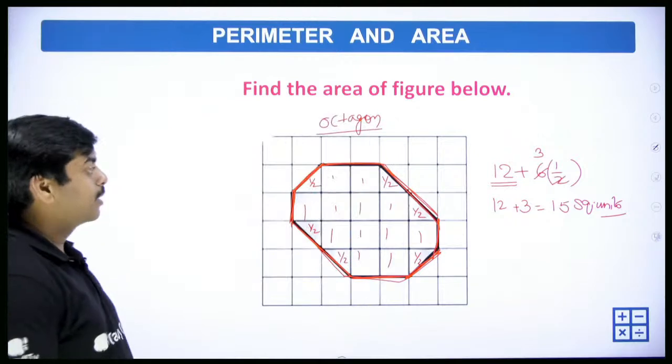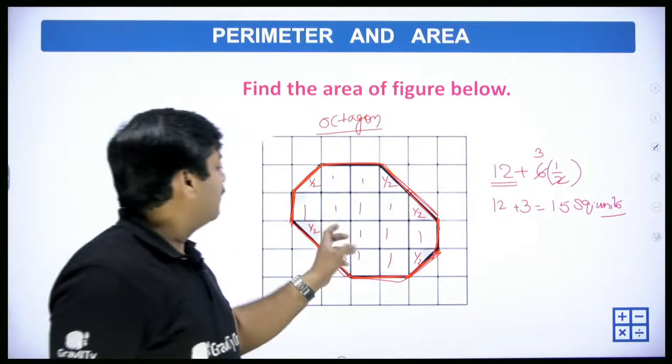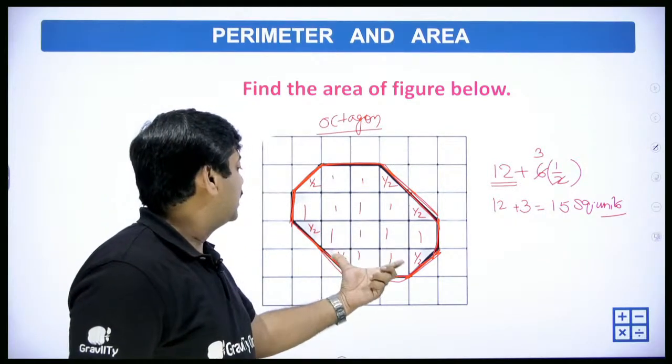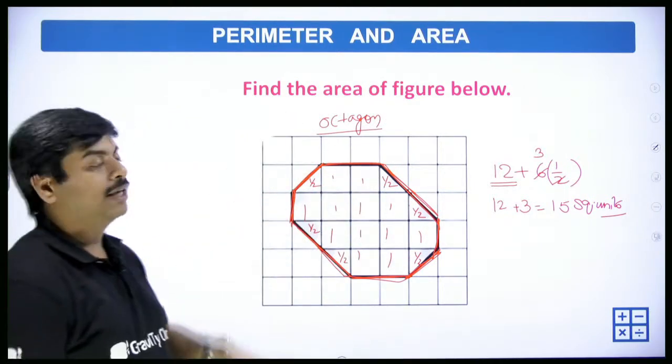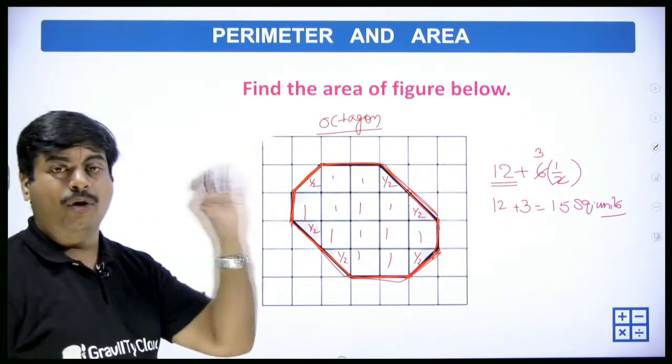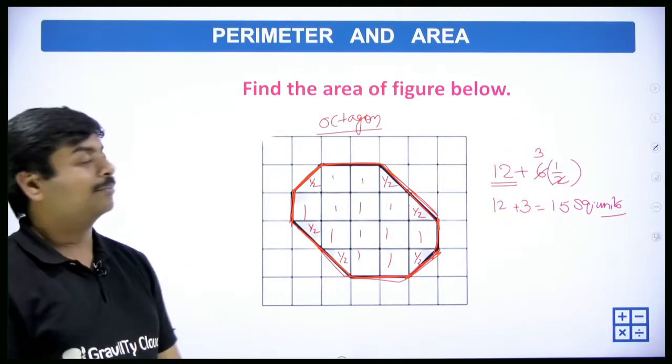Once again, let me check that. 1, 2, 3, 4, 5, 6, 7, 8, 9, 10, 11, 12, 13, 14, and 15. Right? 15 square units is the area of the given figure. All these are approximately correct, not exactly. Next.